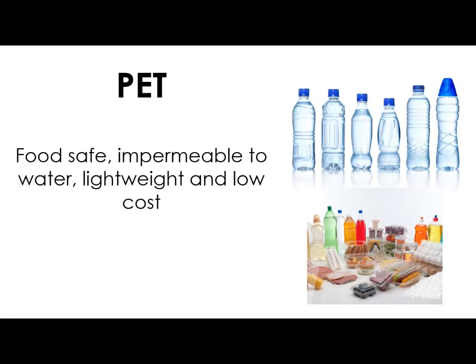PET. This is a food-safe thermoplastic. It's also one of the most common plastics. It's actually polyester, so it's used for clothing as well as lots of other products, including water bottles, other drinks bottles, packaging. It's impermeable to water, which is a really good property to have, obviously, for some of its uses.